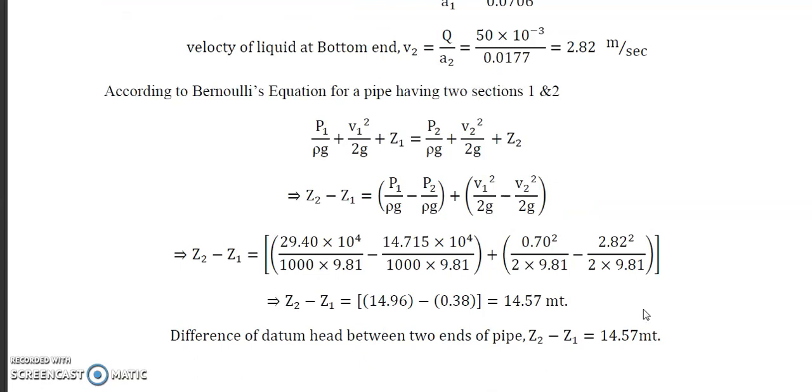So today you have solved two problems based upon Bernoulli's equation. So this is the last problem. Now this is completed. Thank you.